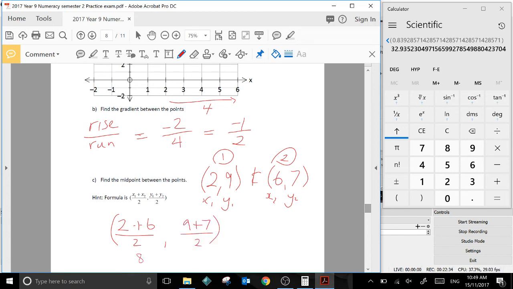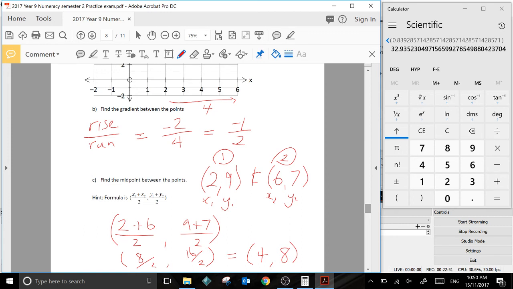2 plus 6, of course, is 8. So it's 8 on 2. And the y value is 9 plus 7 is 16. So it's 16. You can do those on the calculator if you want, but you might be able to do them in your head. And 8 divided by 2 is going to just be 4, and 16 divided by 2 is just 8. So our answer is the point 4, 8.